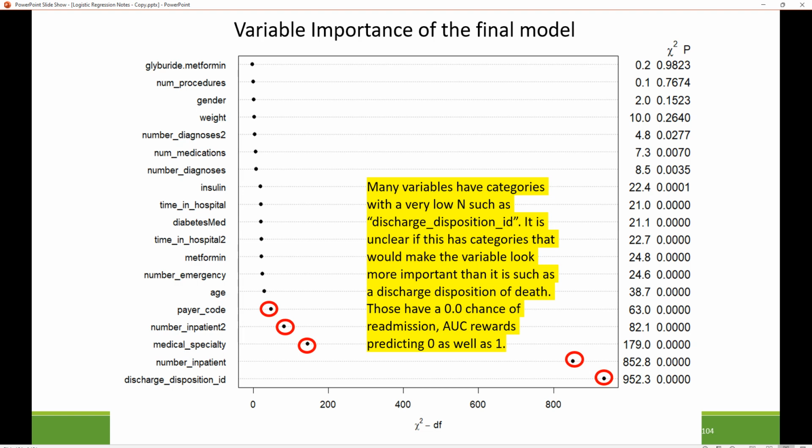To help improve the model, we introduce the squared term, which we also call a polynomial term, or just the squared variable. And we can see that there was a benefit in doing that here. It's our fourth most important predictor, so number of inpatient stays is an important predictor.